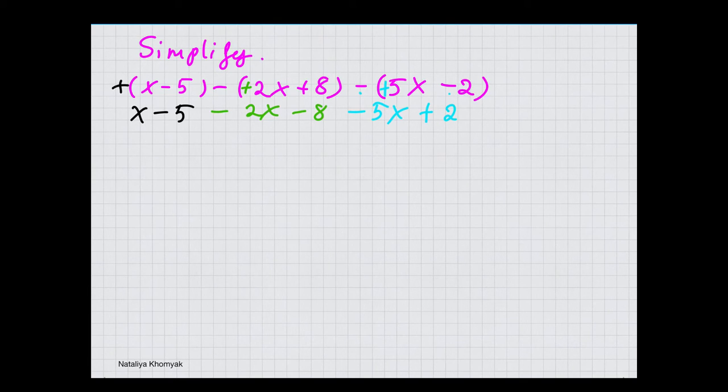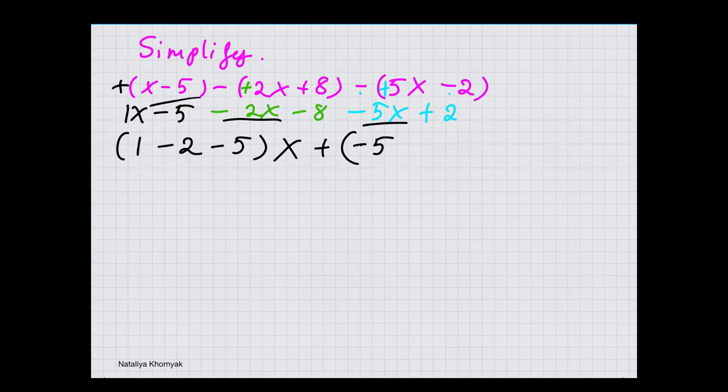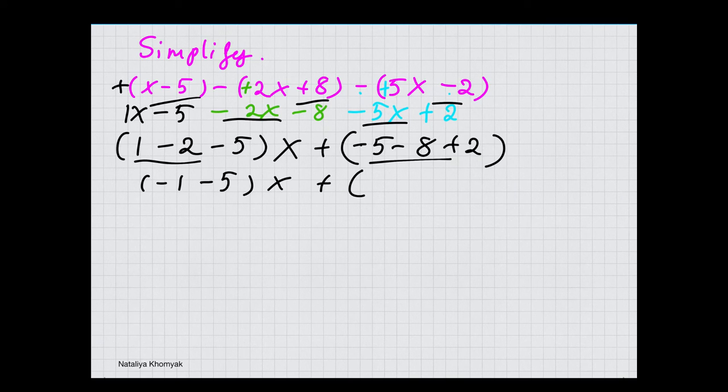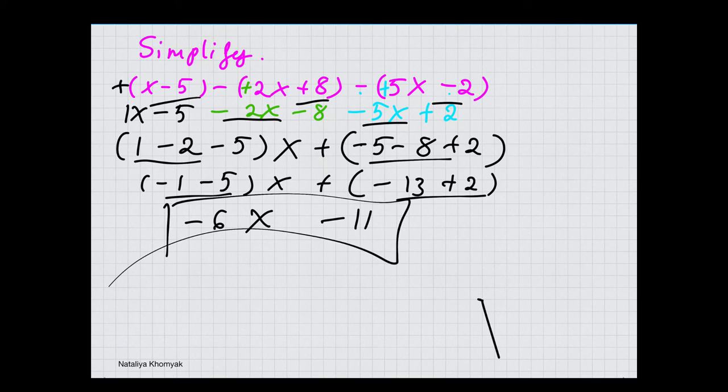And now we just need to combine like terms. We have 1x here, negative 2, negative 5 of x, plus negative 5, negative 8, plus 2. 1 minus 2, we have negative 1, minus 5 of x, plus, same sign, we look for sum of 5 and 8, it will be negative 13, plus 2. Same sign, sum, we have negative 6 of x. Different signs, difference will be negative 11. And this is our solution. That's all.